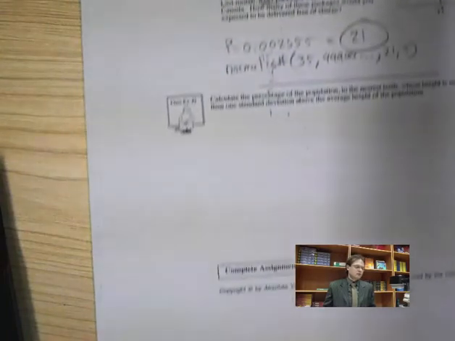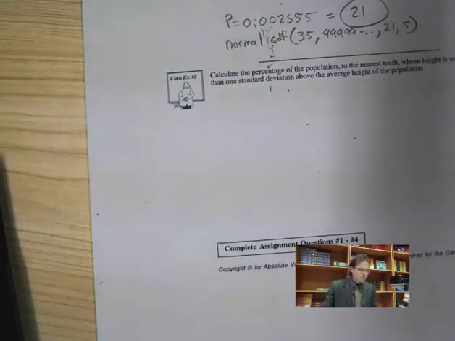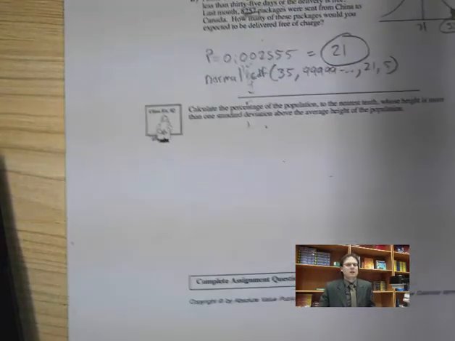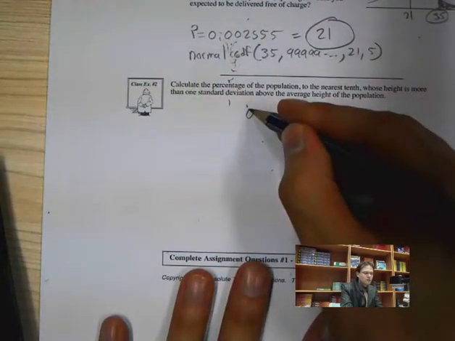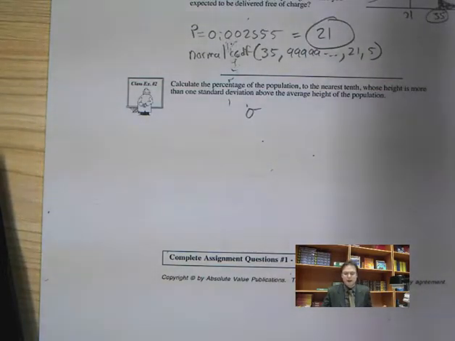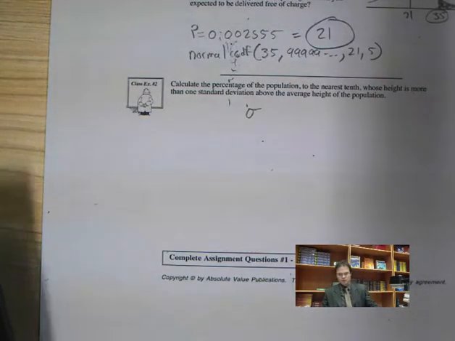Okay. Now, number 2 says, calculate the percentage of the population to the nearest tenth whose height is more than 1 standard deviation above the average height. So we want who's 1 standard deviation above the average height. This one here is kind of interesting, isn't it? We know it's 1 standard deviation above the average height. Does it even matter what our average height is? No, we want to know the population above 1 standard deviation.